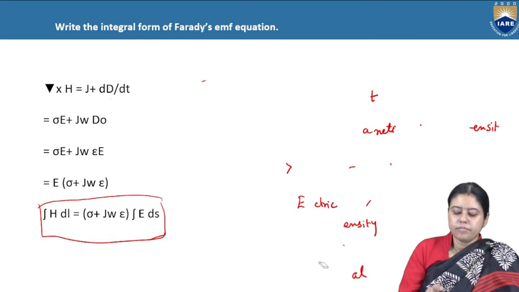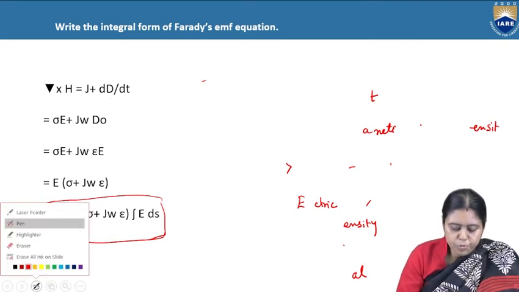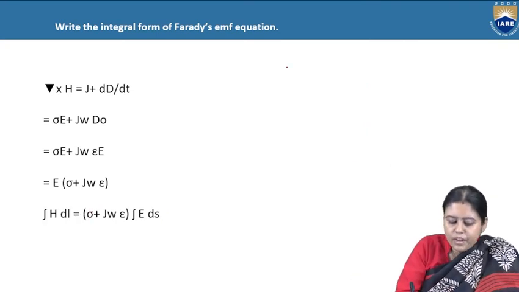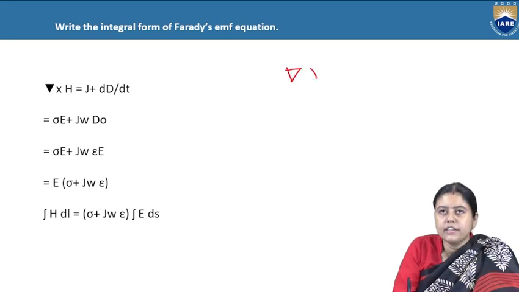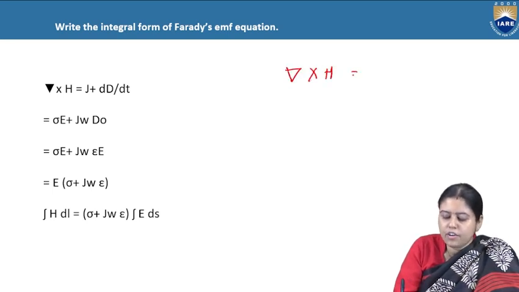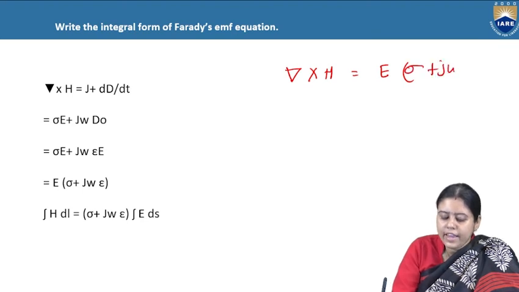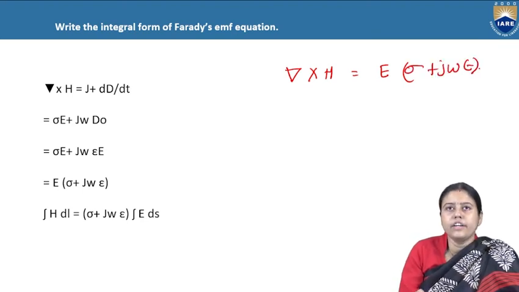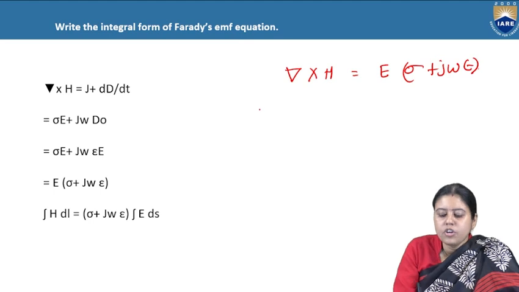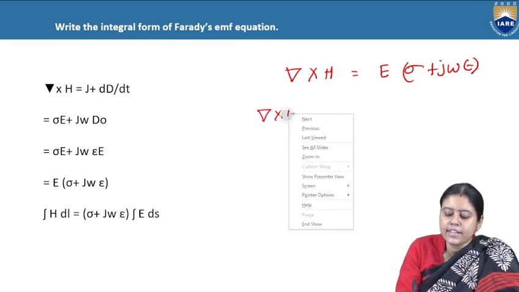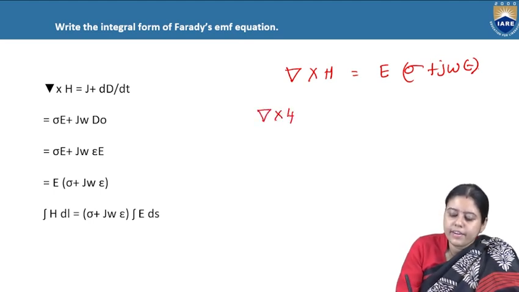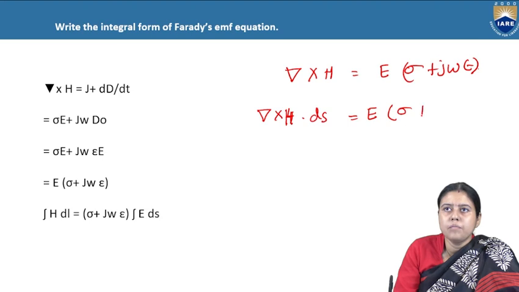So we can prove this also. We got curl H is equal to E (sigma plus j omega epsilon). Already we got this equation. So what is curl H? We can multiply ds with both sides, dot ds.